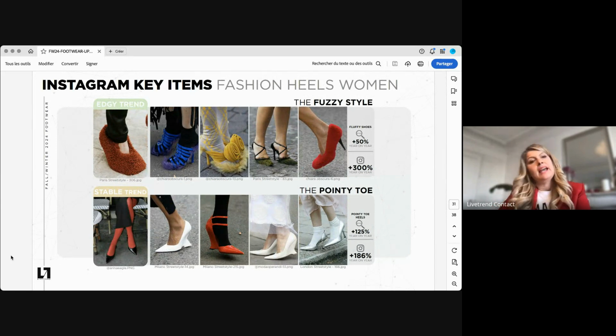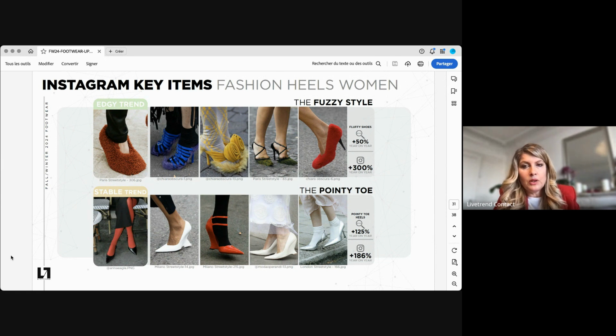Of course, here you have to think that these are quite early and edgy trends, but we have spotted even on the fashion shows a lot of these new fuzzy styles. It can be furry, but it can be fuzzy. It can even be the material that is furry in a way. And it has a big increase on Instagram, and during fashion week, it had really big visibility on those kinds of heels.